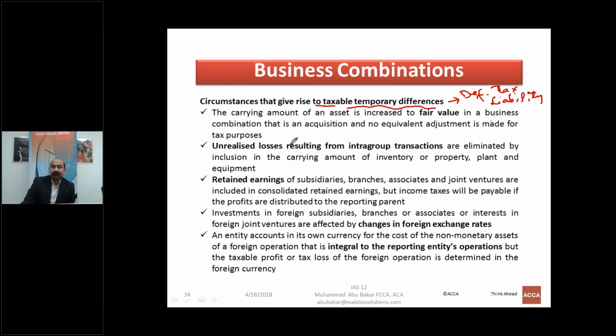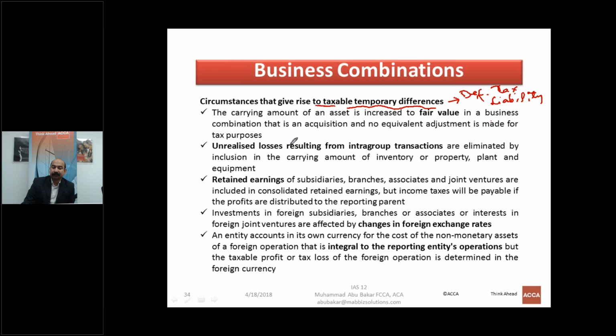Then unrealized losses resulting from intragroup transactions are eliminated by inclusion in the carrying amount of inventory or property, plant, and equipment. These are eliminated, so this will result in a taxable temporary difference. Retained earnings of subsidiaries, branches, associates, and joint ventures are included in consolidated retained earnings, but income taxes will be payable if the profits are distributed to the reporting parent.